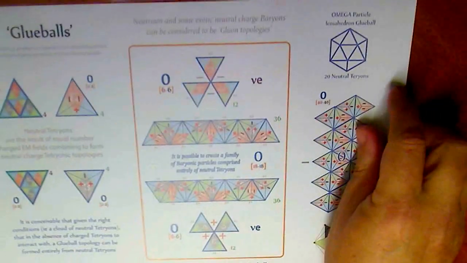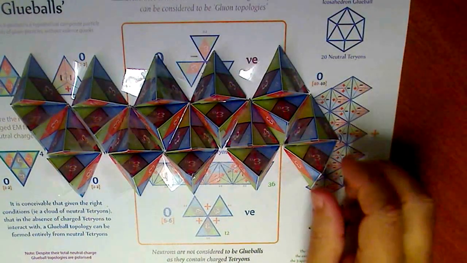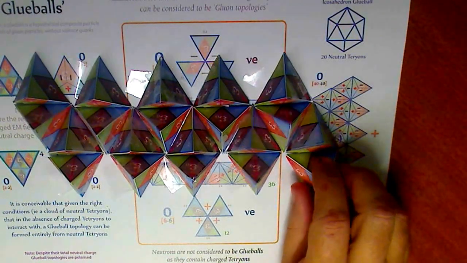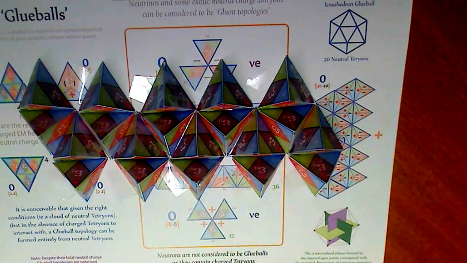Obviously, there's one other arrangement that presents itself as you build these models, and these are what I call glue balls. And they build on from the neutral tetryons or the gluons. Simply, they're an arrangement of neutral tetryons that can come together. And in this case, as I've built the models to show that it is possible, it's not just me drawing pretty pictures for the sake of it, these models do exist, and these particles do exist.